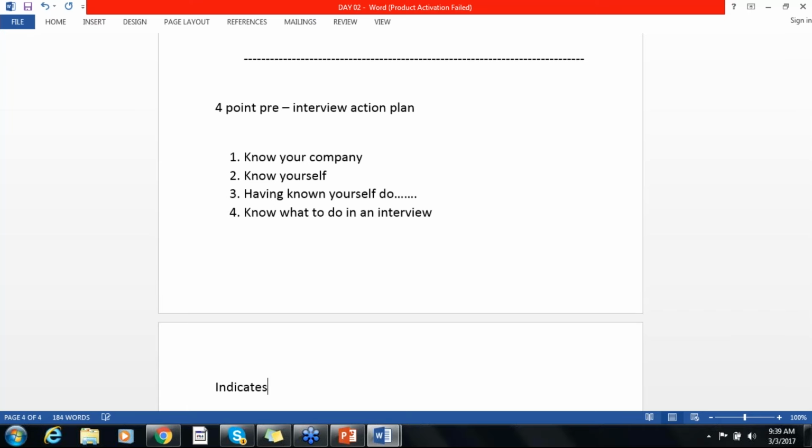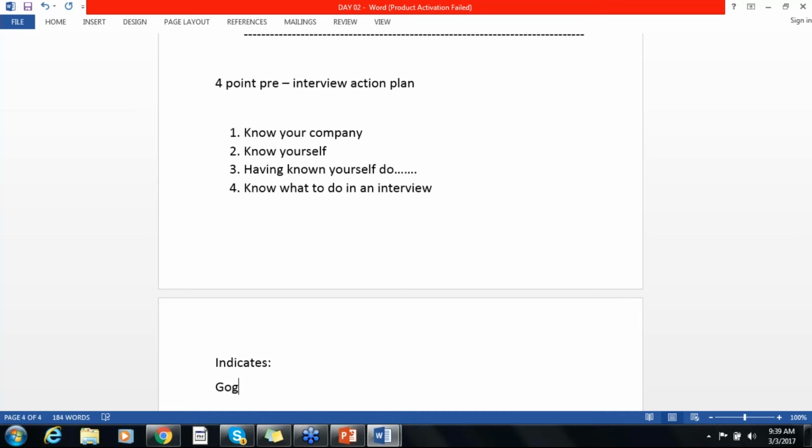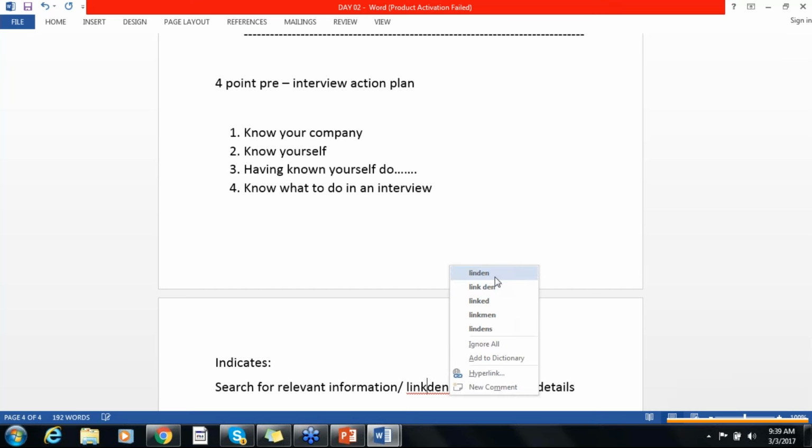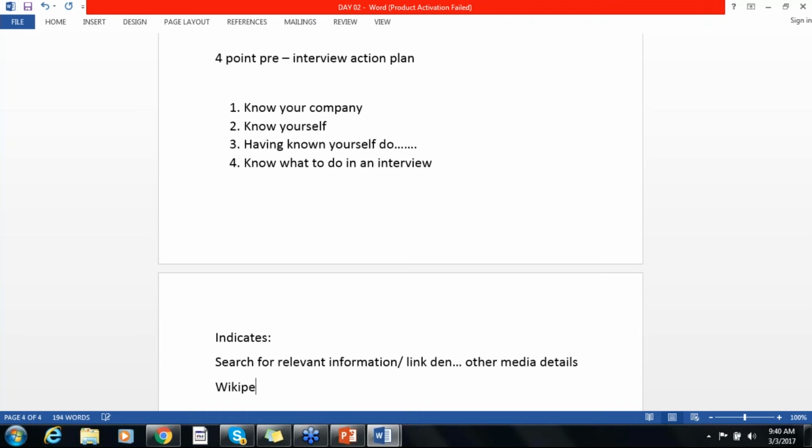indicates Google search, search for relevant information, LinkedIn, other media details. See, when we apply to a certain company, there are a few bits and pieces of information that we need to keep. Thank you, Sandeep. So Wikipedia as well. And there are so many other options available, right? So search for that information on LinkedIn, Wikipedia, online, Google search, and have the relevant information in place, because that is important. We need to know where we are heading to, or what company.